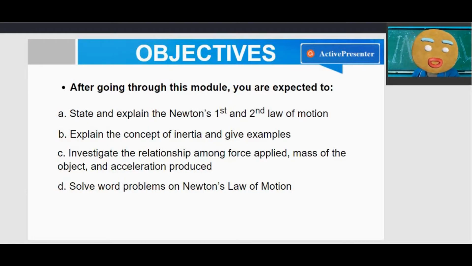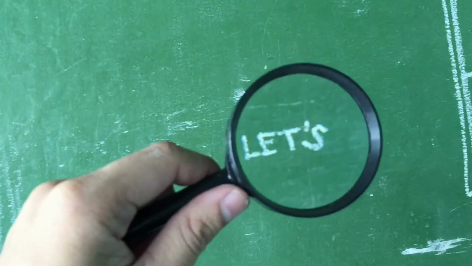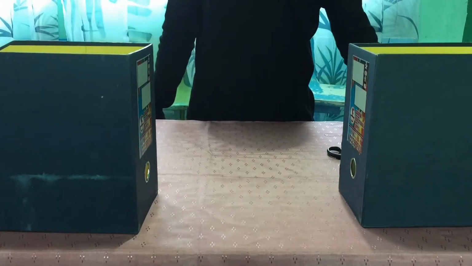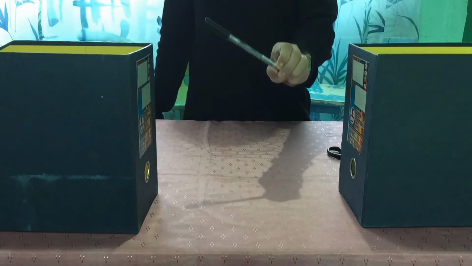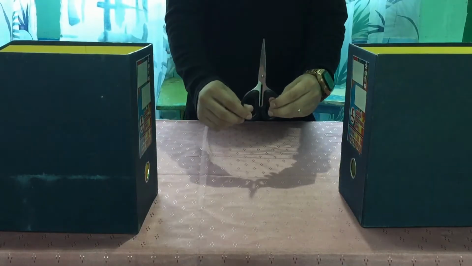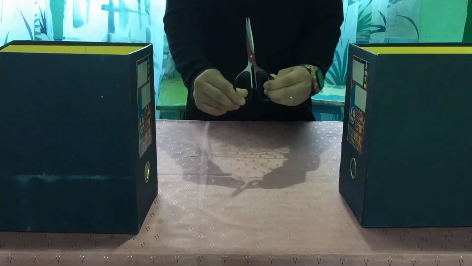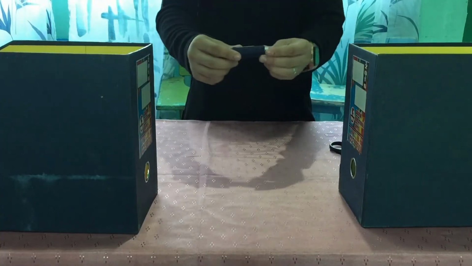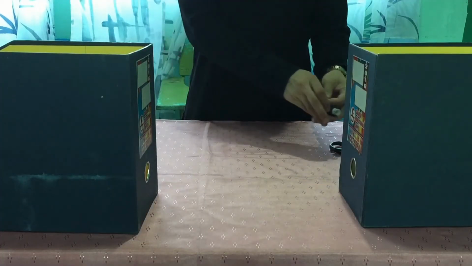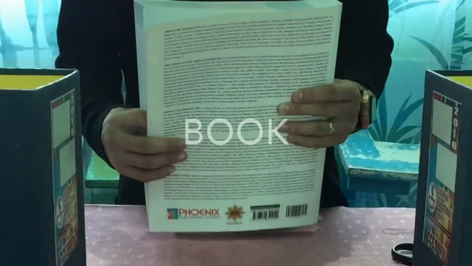Before I will discuss, let us have an activity, okay, that will help you understand this lesson more. Let's explore! In this activity, we will be using a pen, pair of scissors, string, and a book.